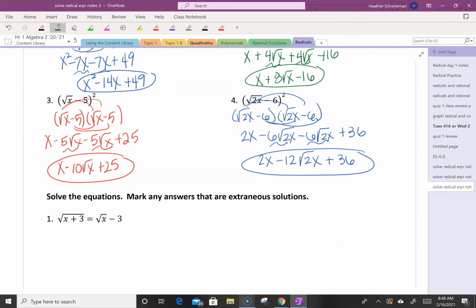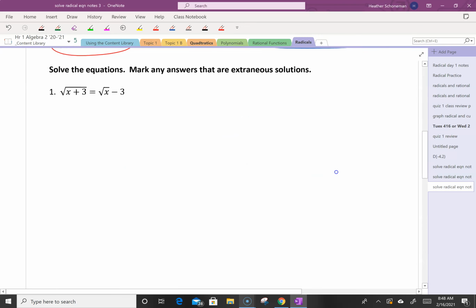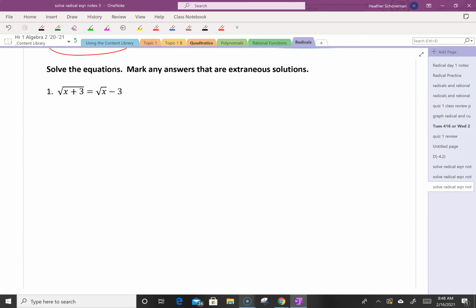Now, when we solve these and we've got more than one radical and we got things outside of the radical, ideally you do not want to have more than one radical on each side of the equal sign. So since I have one on each side, I'm ready to go ahead and square both sides. So when I do that on the left, it cancels the radical and I get x plus 3. On the right, I have to write it out just like we did up above.